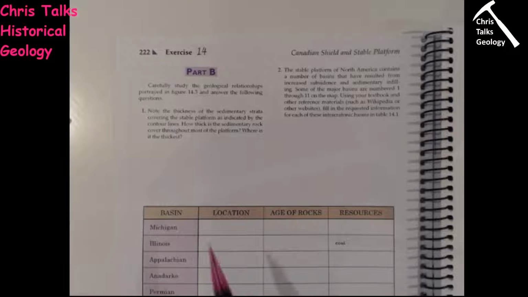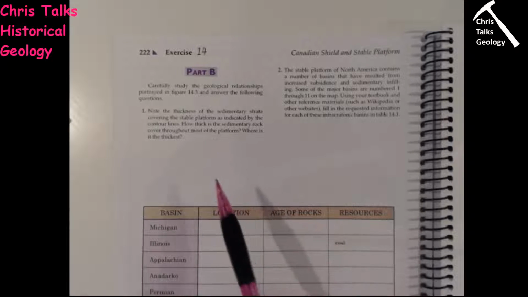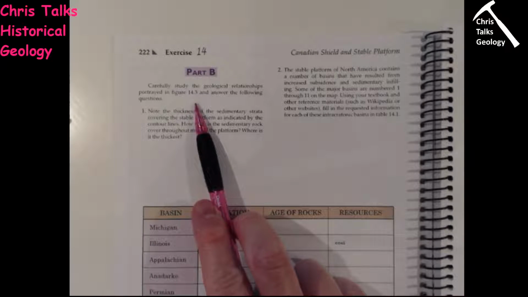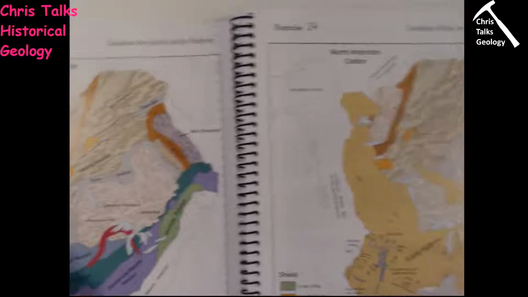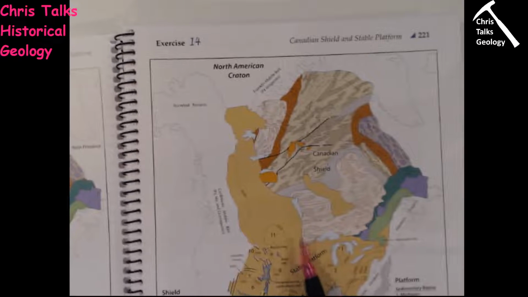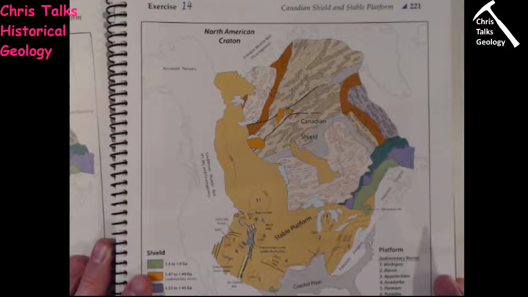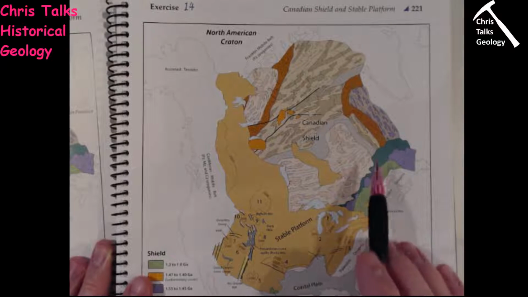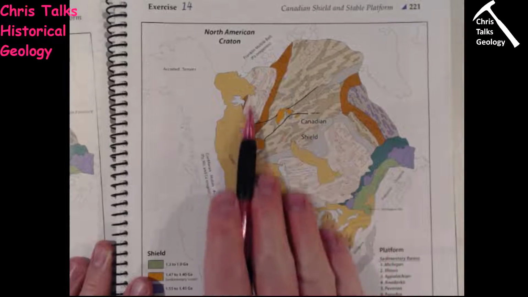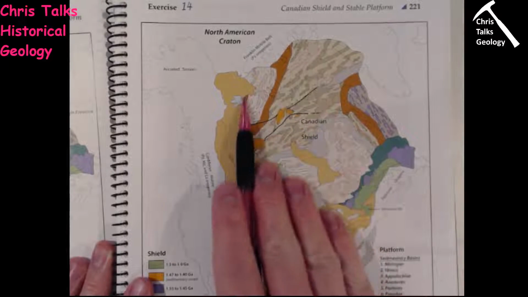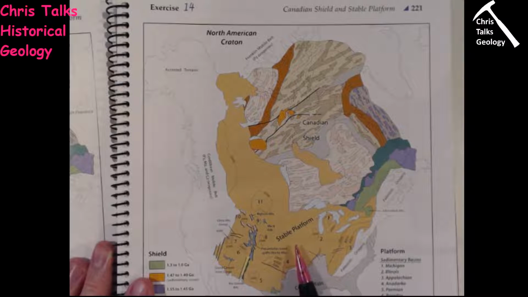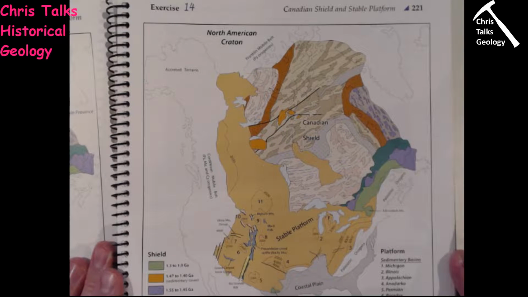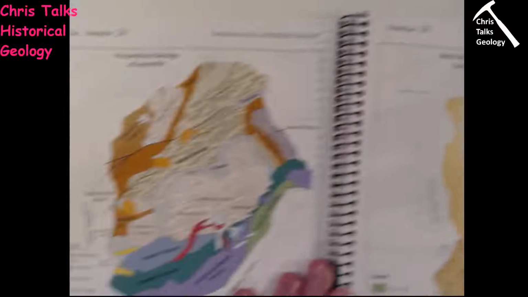So next we're going to carefully study the geological relationships portrayed in figure 14.3. So 14.3 is this diagram on page 221. So you can see here we have our shield. So these are exposed Precambrian rocks. And here in brown, we have our platform. So this is where Precambrian rocks are covered by younger sediments.